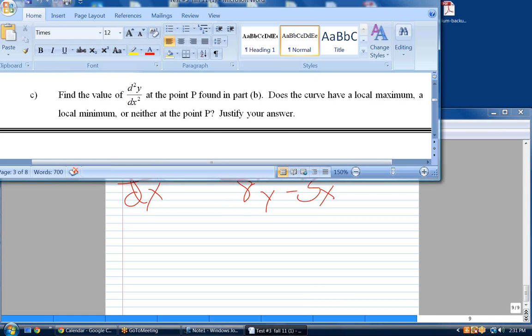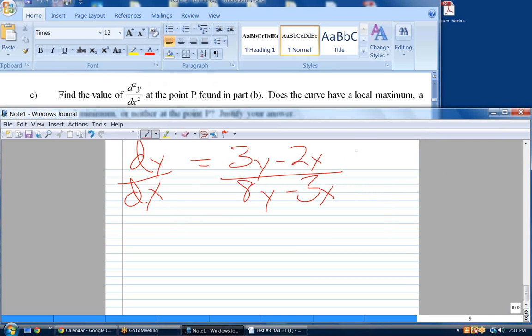Find the value of the second derivative at the point we found in B. The point we found in B was 3 comma 2. So we're going to differentiate this, and then substitute that point for x and y, and we're going to come up with a number. Won't be that hard. Let's just do it step by step.